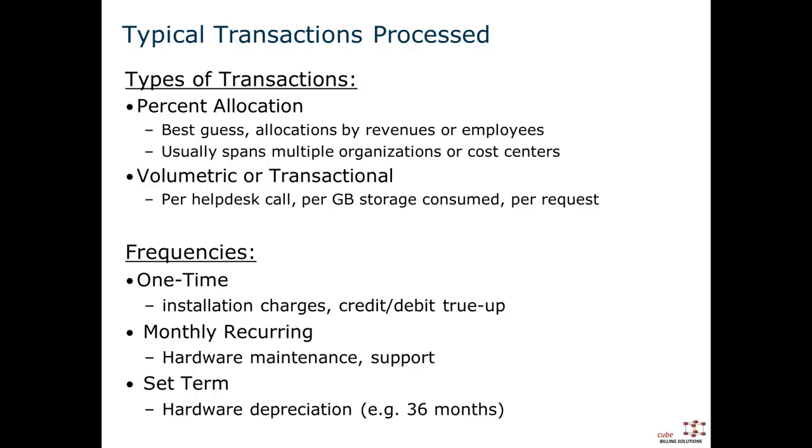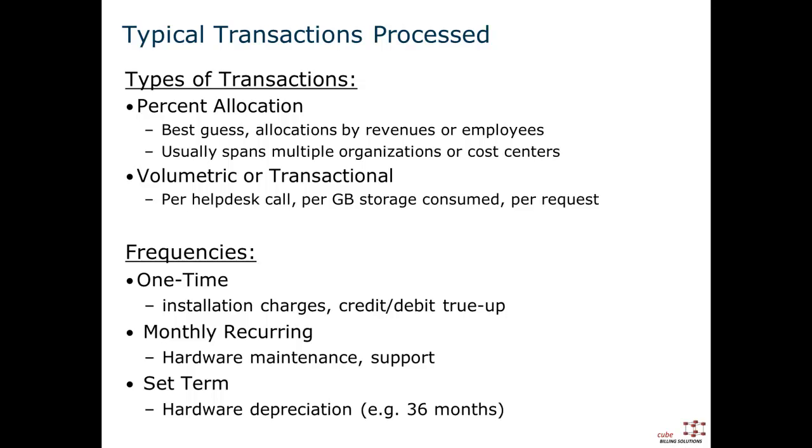The frequencies that are typically seen within a cross-charging and cost allocation would fall into one of three buckets. The first would be a one-time charge. This would be something like an installation charge or an end-of-period debit or credit true-up. The second would be a recurring charge. For example, if a router or firewall or switch or server is installed into the environment, you may have support costs that recur for that piece of hardware on a monthly basis until it's removed from the environment. So once it's installed, it will maintain a recurring fee until it's removed from the environment.